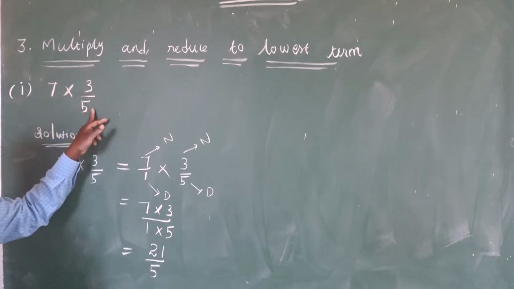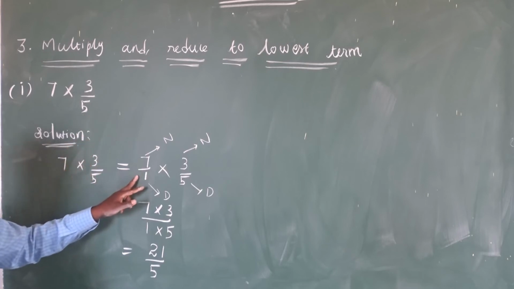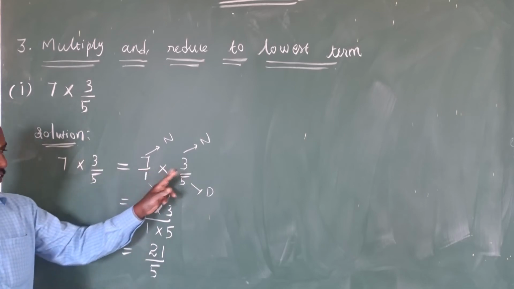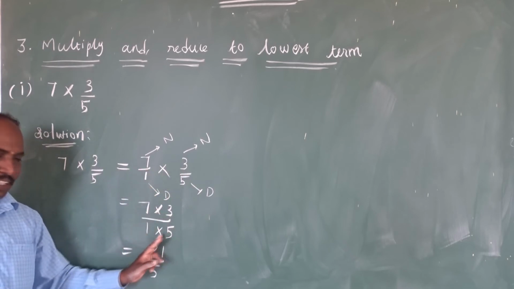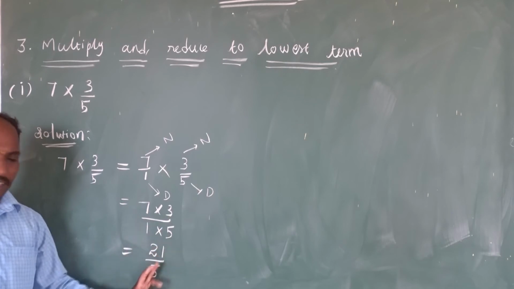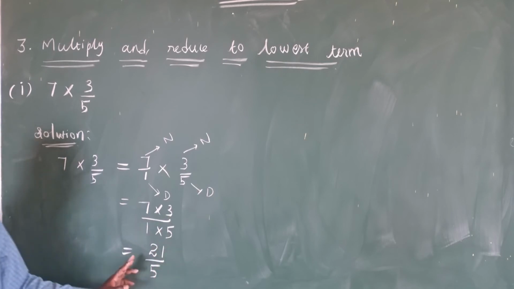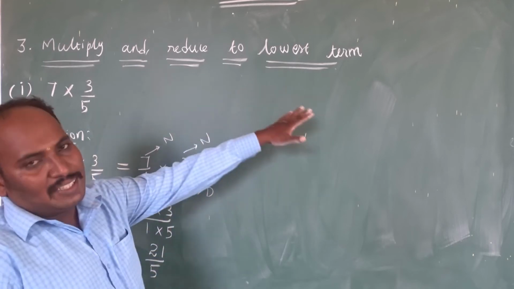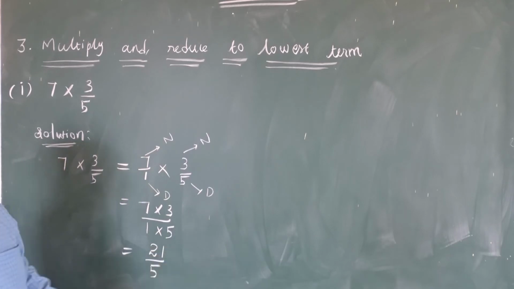We multiply the two terms. 7 into 3 by 5, 7 divided by 1 into 3 divided by 5, 7 into 3 divided by 1 into 5. 7 3s are 21, then divided by 1 into 5, 5. So our answer is 21 by 5. But we want the lowest term. Reduce to the lowest term.